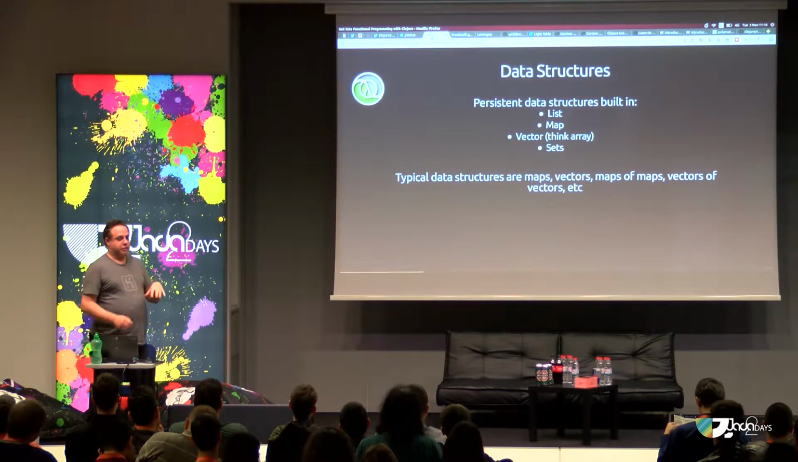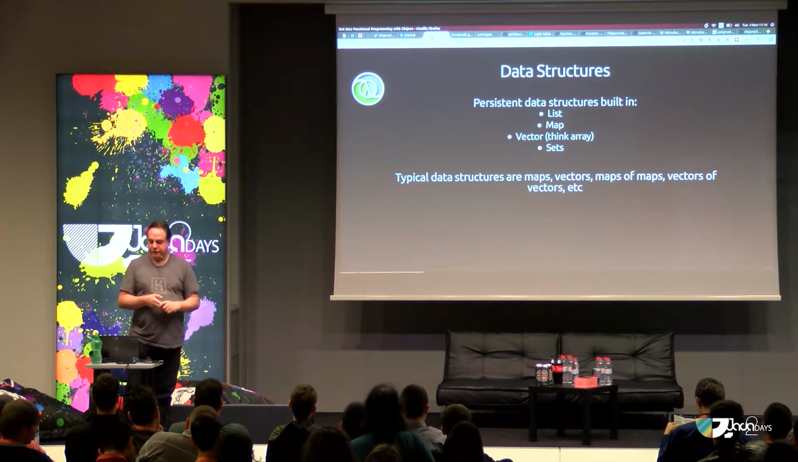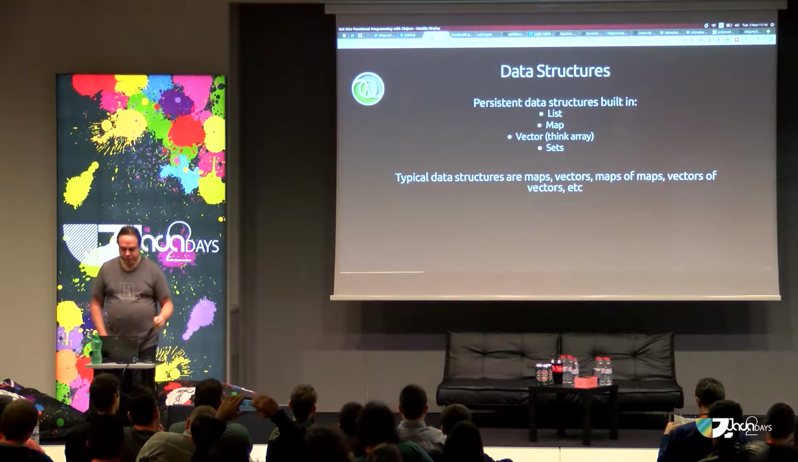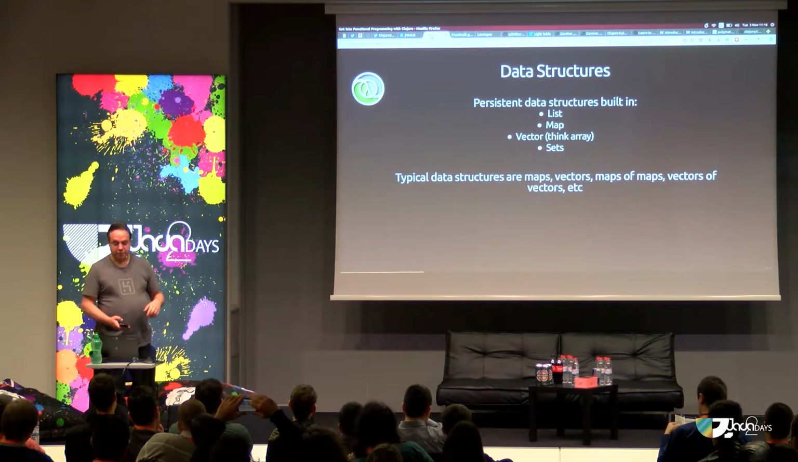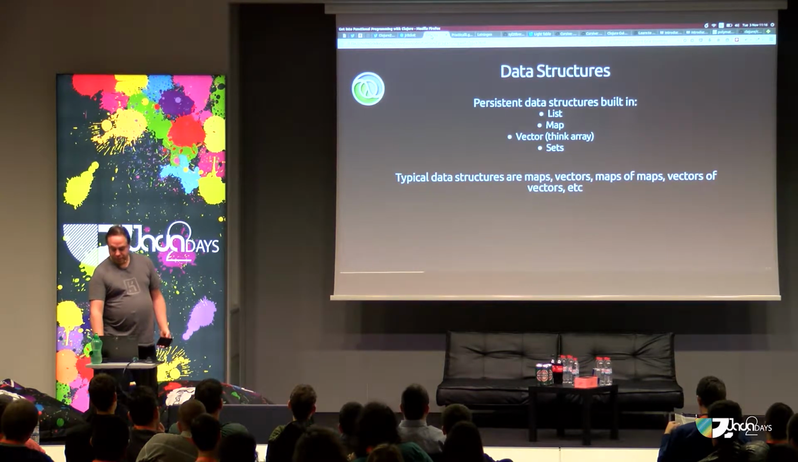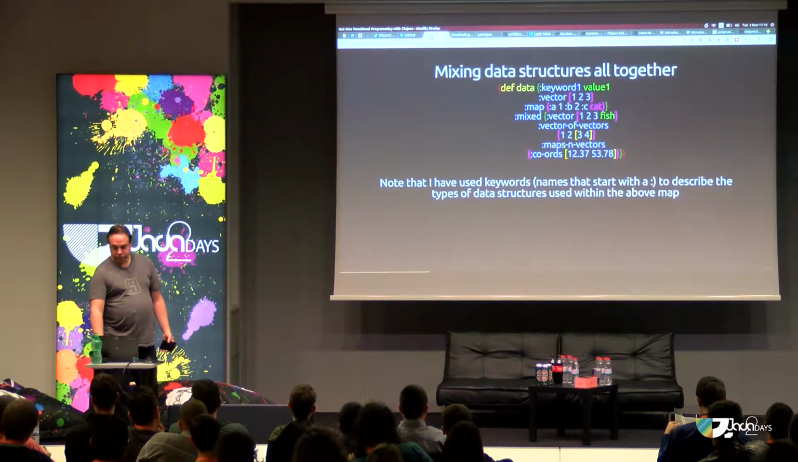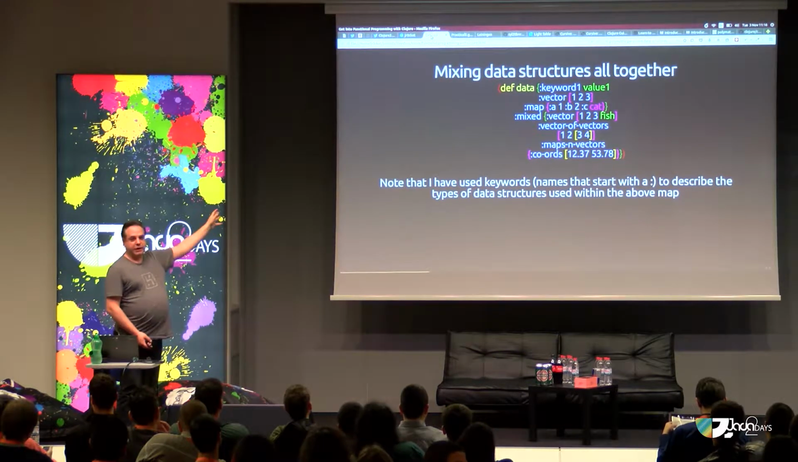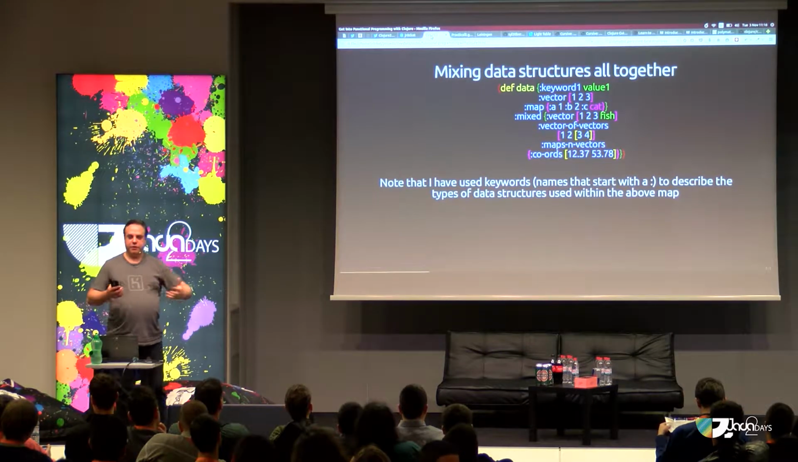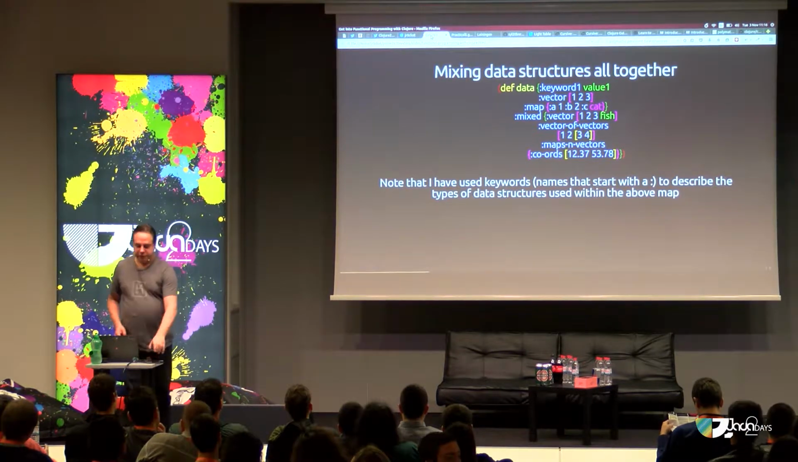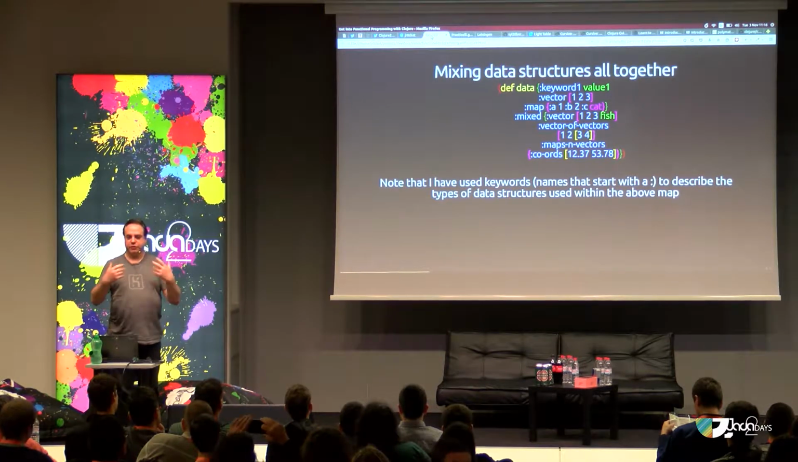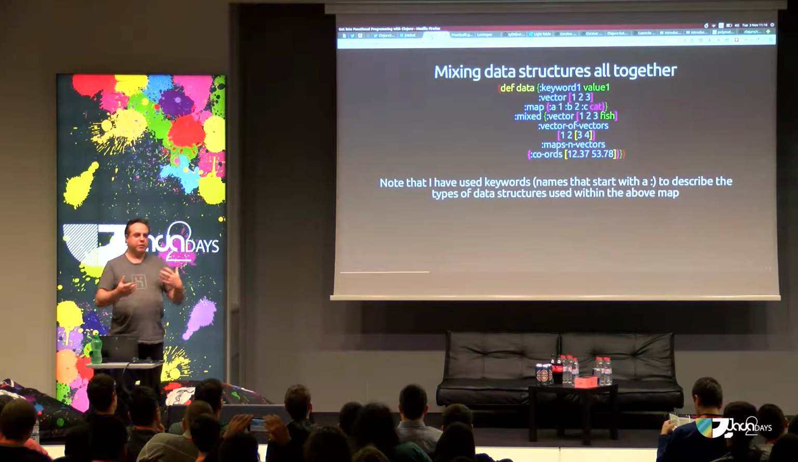So the nice thing about Clojure is it's got built-in data structures. So there's lists, maps, vectors, and sets. And these are really nice because they're immutable, and you can mix them around a little bit as well. So you can create really complex data structures that are still quite readable, because essentially your data structures are code. You can read the code, and it's your data structure, and it's all the same syntax.